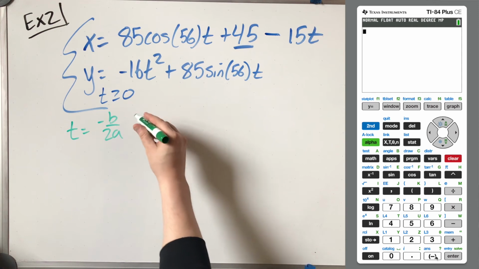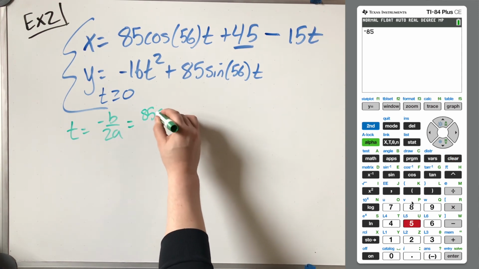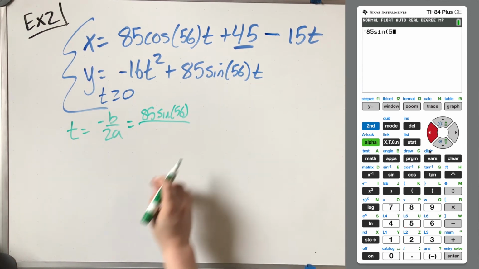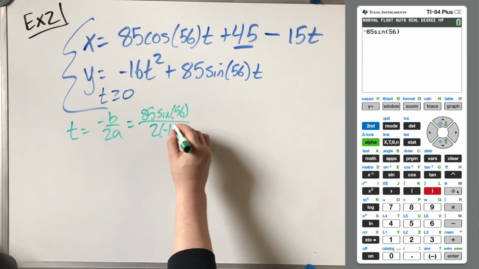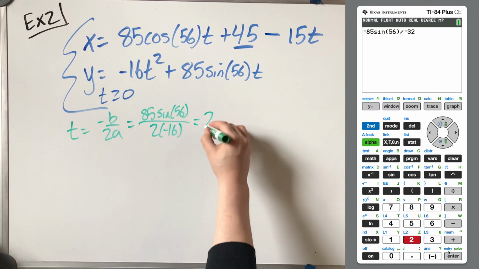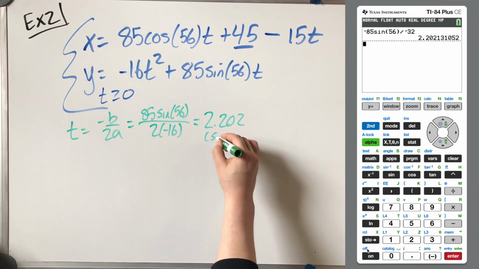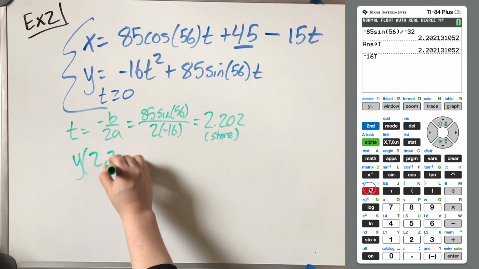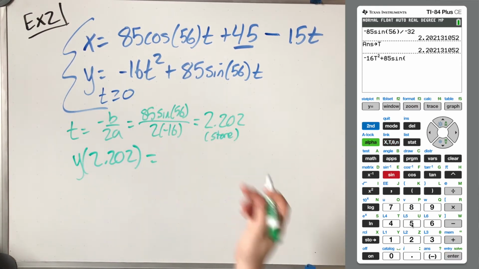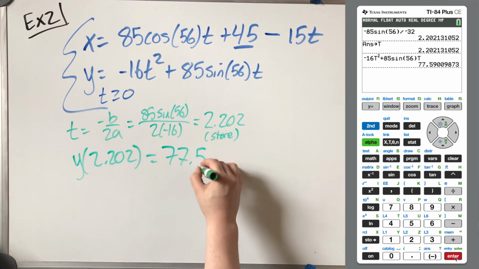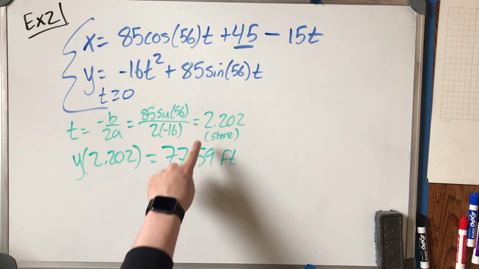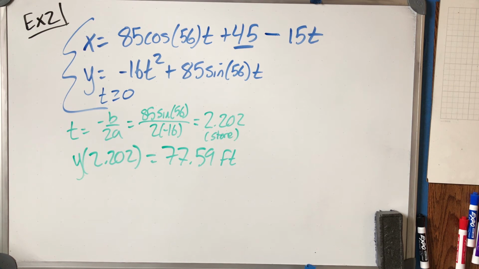So negative b, that's going to be 85 sine 56, no t included, the b is the number in front of the t, over 2 times negative 16. Now let's type that in the calculator. I get 2.2. We want to make sure that we store that value. And then I'm just going to plug that directly into the y equation, and I will get 77.59 feet. So this football is reaching a maximum height at 77 feet, which is 2.2 seconds after Jack Attack kicked it.